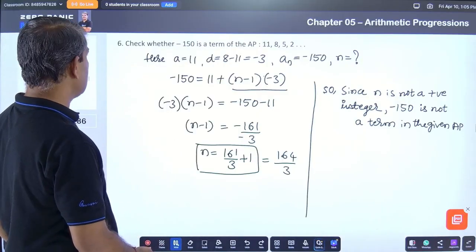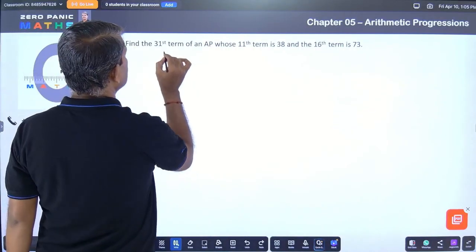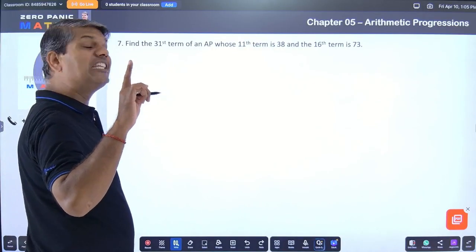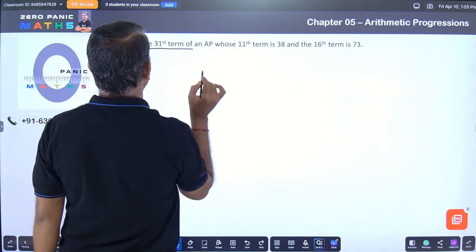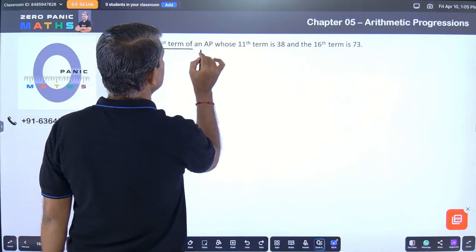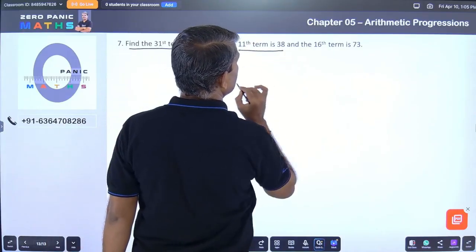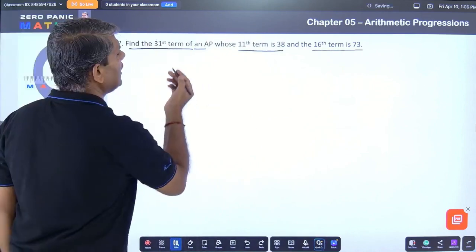Now let us quickly move to the seventh problem. 31st term, that is A31. A31 is A plus 30D. We need to find out the 31st term of an arithmetic progression whose 11th term is 38 and 16th term is 73. So let us write that.